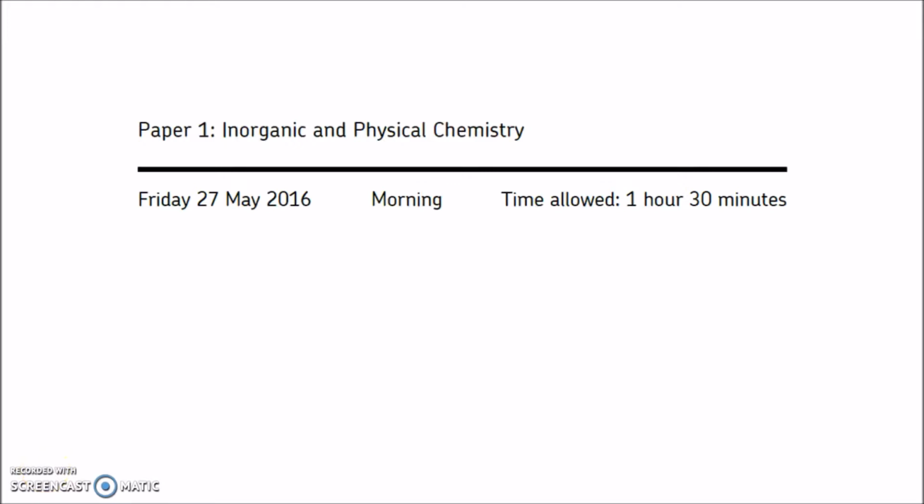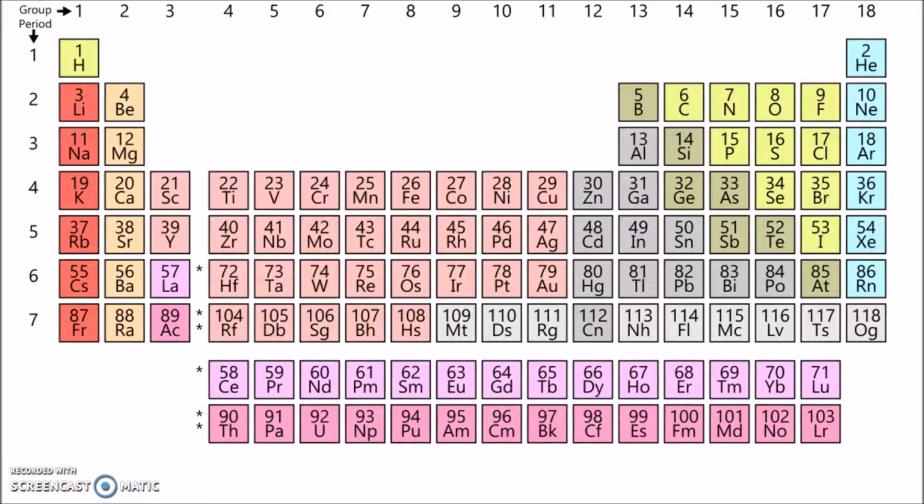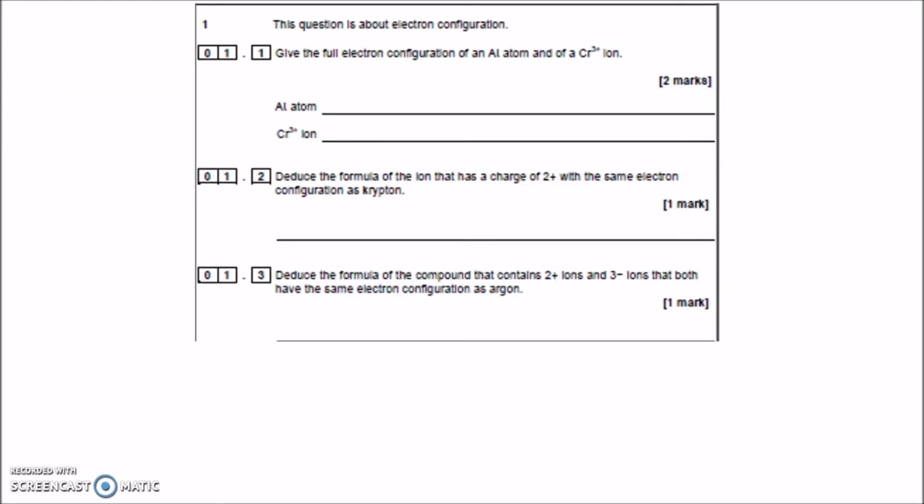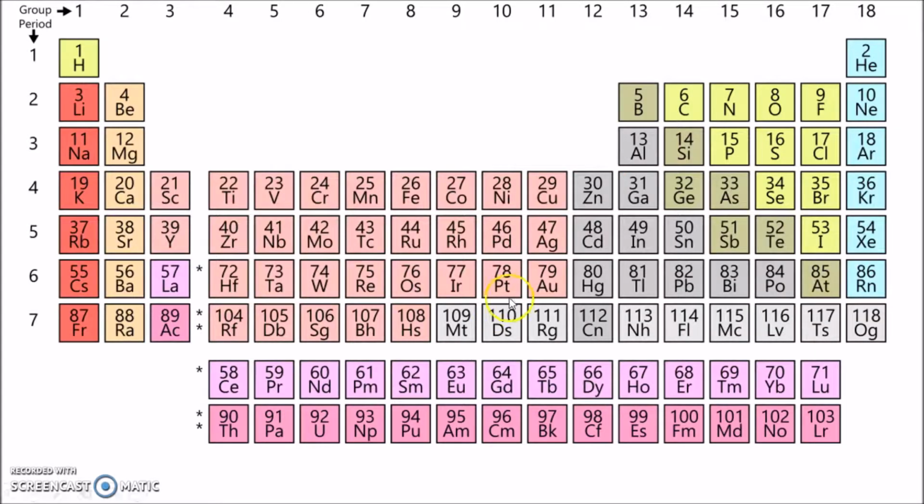AS Paper 1, May 2016. I've just got a periodic table here with the atomic numbers or the proton numbers of each of the elements to help us in the next question. Give the full electronic configuration of an Al atom. So let's have a look what an Al atom is.